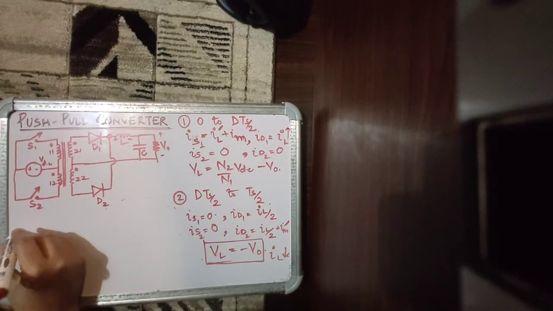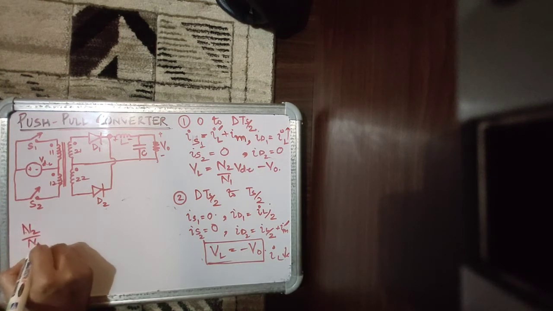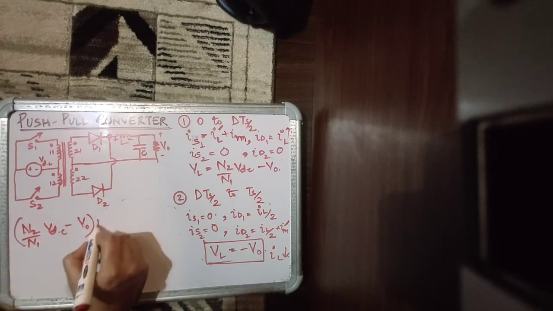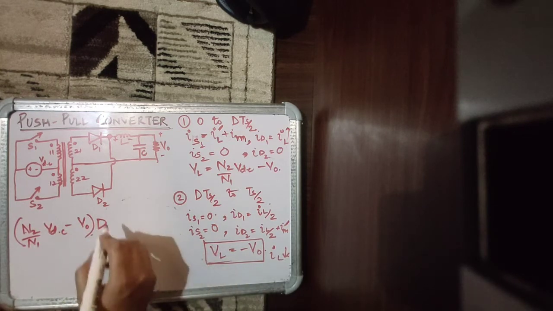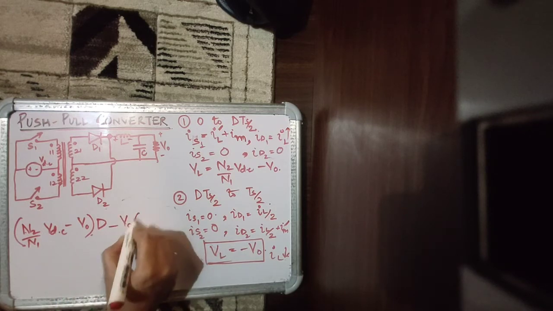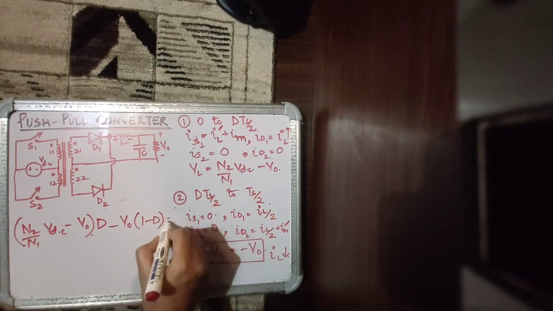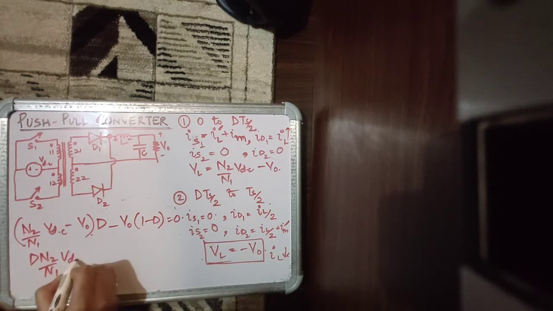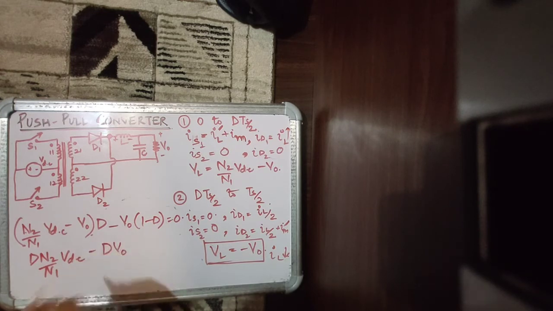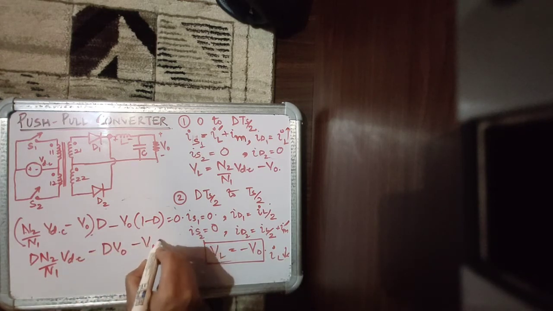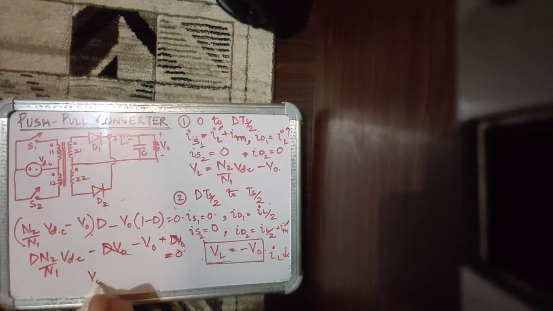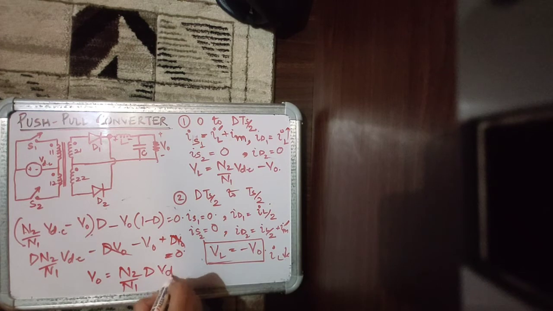So voltage across the inductor is N2 upon N1 times VDC minus V naught for d Ts, and then it is minus V naught for, let's call it, 1 minus d interval. So this is d N2 upon N1 VDC minus dV naught minus V naught plus dV naught is equal to 0. So V naught is equal to N2 upon N1 d times VDC.